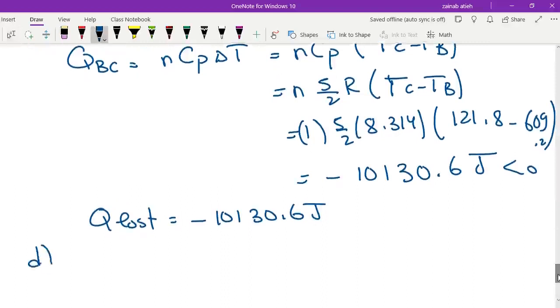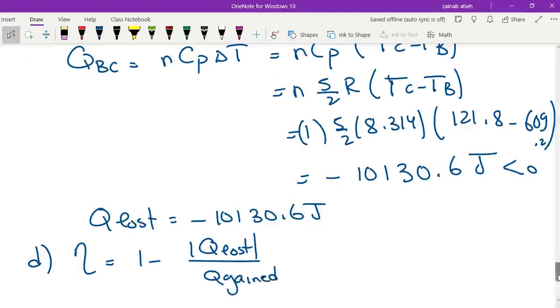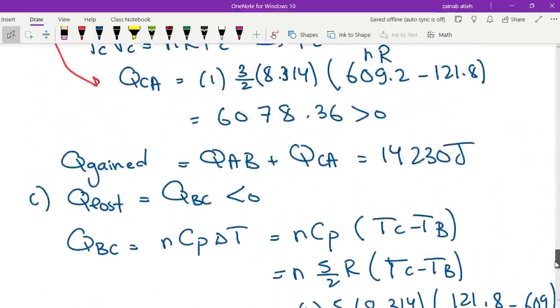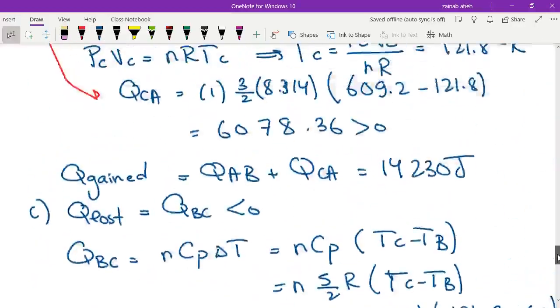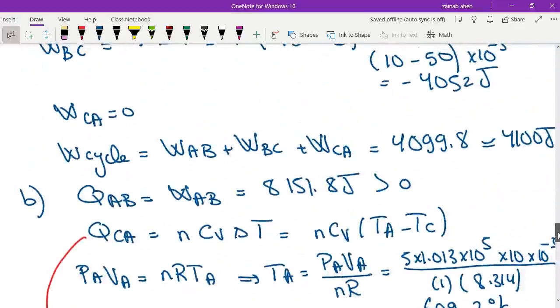So let's calculate the efficiency. Now I have Q loss and Q gain, it's easy. Eta equals 1 minus absolute Q loss over Q gain. Okay, so it's 1 minus absolute 10130.6 over the Q gained, let me look it up, it's 14230. Calculating this will give us 0.288.